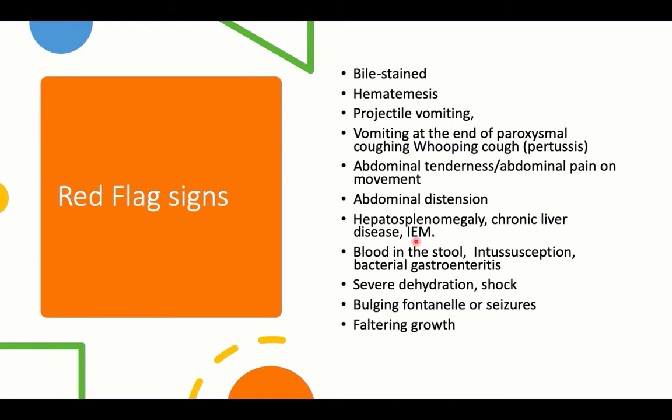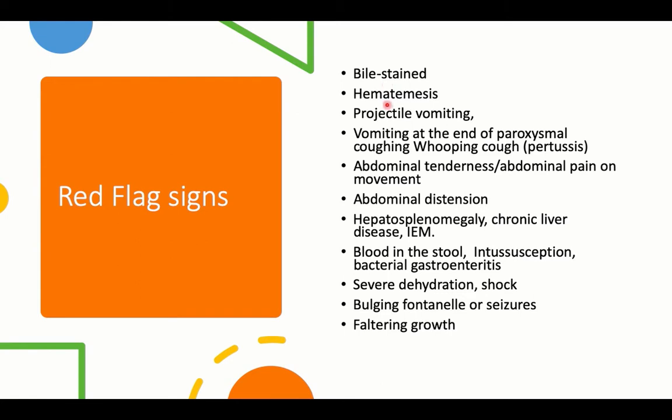We have red flag signs for vomiting in childhood. When vomiting is bile stained, this is significant. This indicates a serious problem, usually in the form of intestinal obstruction. When we have obstruction in the gut distal to the insertion of the ampulla of Vater in the second part of the duodenum, the vomitus will become bile stained. So bile stained vomitus is always significant.